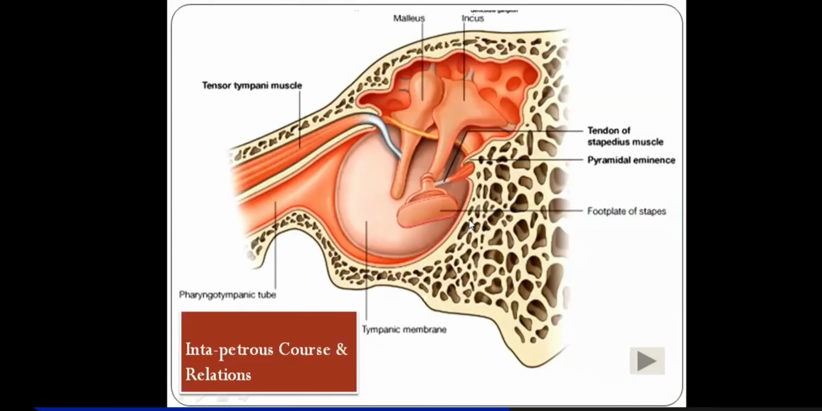Now, in this diagram, you can see that this is the right tympanic cavity seen from the medial side. This is the course of chorda tympani from the posterior wall of the middle ear, passing between the malleus and incus. Then it reaches the anterior wall, perforates, and passes through the petrotympanic fissure. It is also giving a branch to the stapedius, to which it is attached. This portion of bone is called the pyramidal eminence.